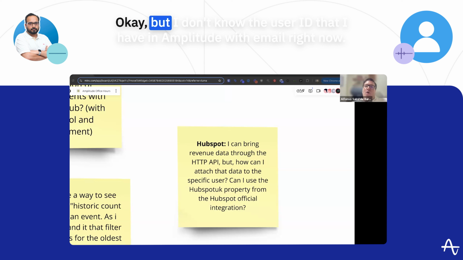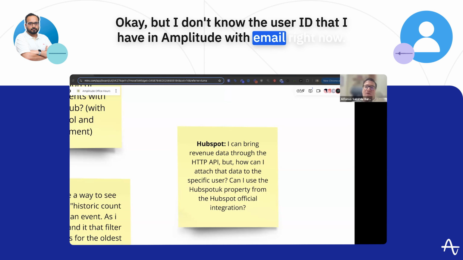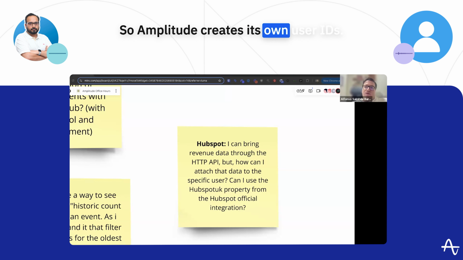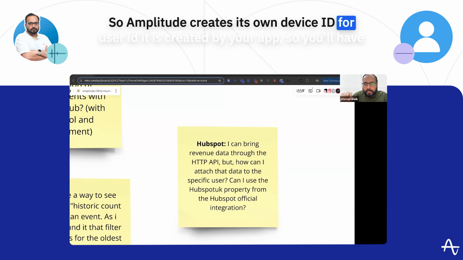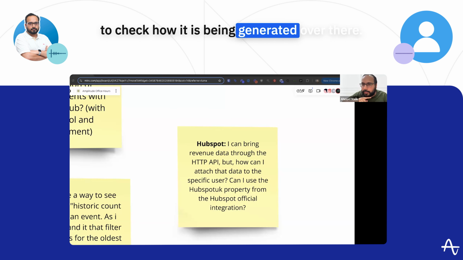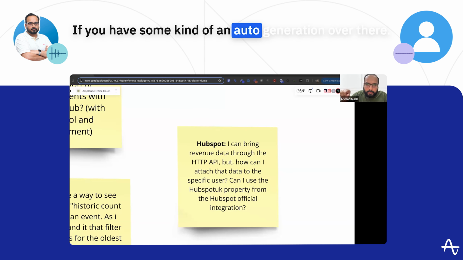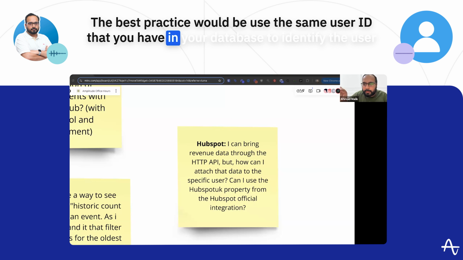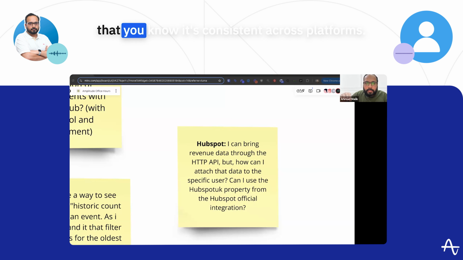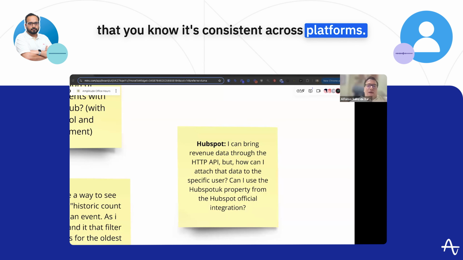Okay. But I don't know the user ID that I have in Amplitude for each email right now. Amplitude creates its own device ID. For user ID, it is created by your app, so you'll have to check how it is being generated over there. If you have some kind of auto generation over there, the best practice would be to use the same user ID that you have in your database to identify the user, so that it's consistent across platforms. Okay.